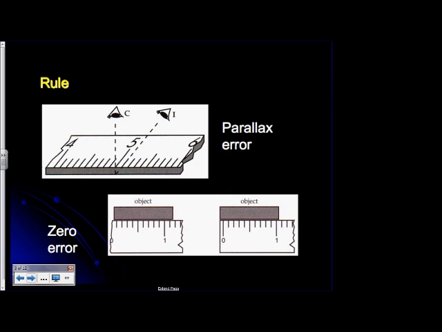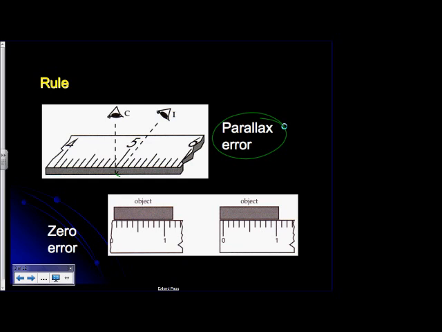All right, now when you take measurements, there are a couple of things that you need to watch out for. The first of these is what's known as parallax error. Now, parallax error involves the position or the angle at which you view things from.